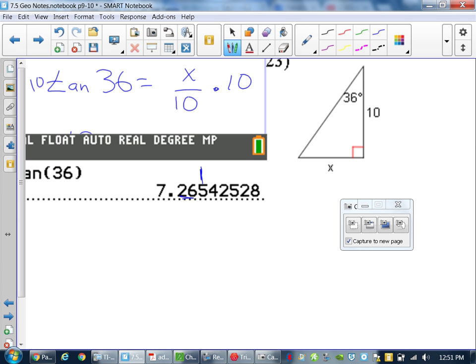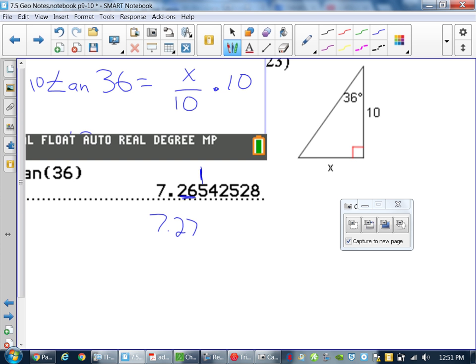7.27. I'm going to two decimal places, so 7.27 is what I would round that to. Okay. So whenever we round, I'm always going to ask you to round to 2 decimal places. And that's what you would do, okay?